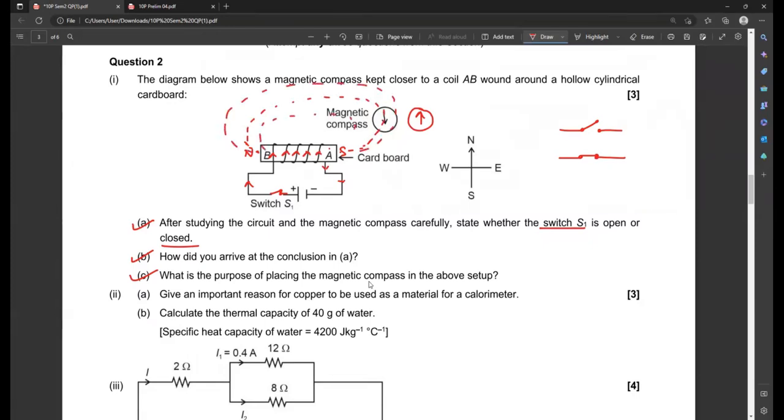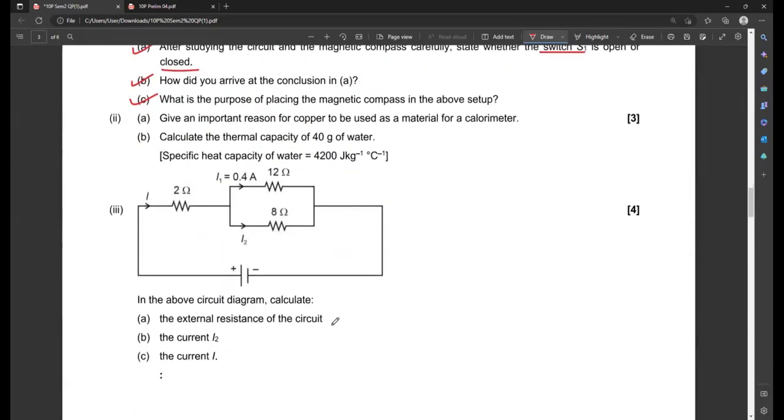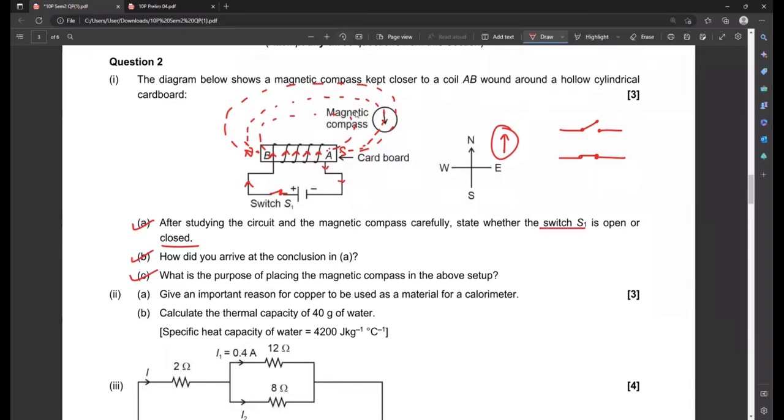Do you understand that? Okay, so in the absence of a magnetic field, the compass will point in this direction. So if the compass was placed on the other side, which side would the needle deflect?